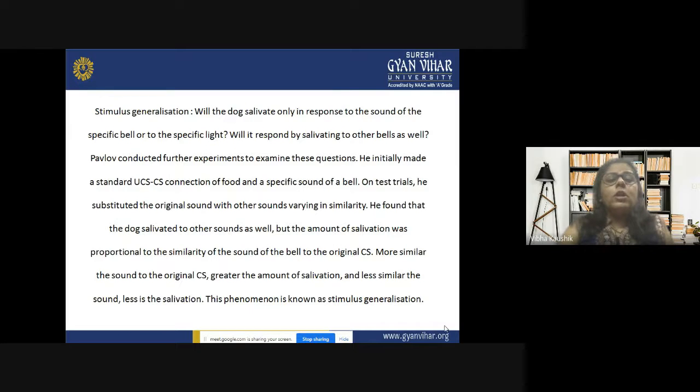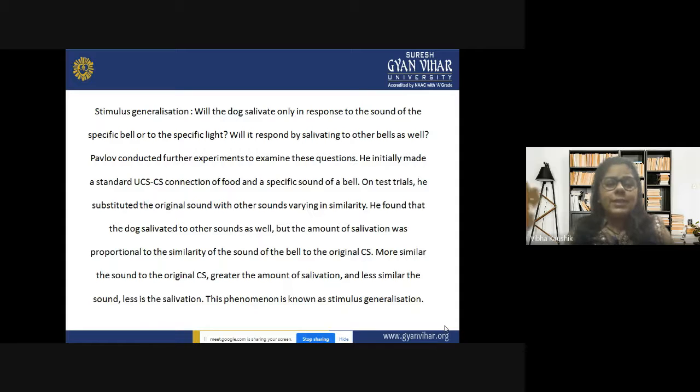Now, stimulus generalization. The dog salivates only in response to the sound of the specific bell or to the specific light. Will the dog salivate only to a specific sound produced by the experimenter? Will it also respond by salivating to other bells when the sound of the bell is presented? Pavlov conducted further experiments to examine these questions. He initially made a standard UCS-CS connection of food and a specific sound of a bell.